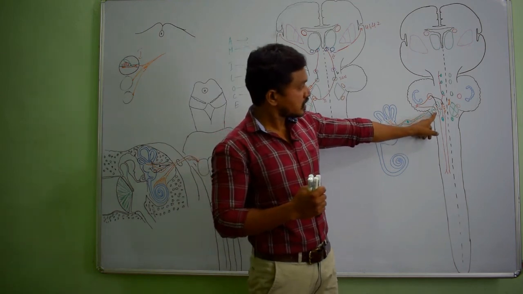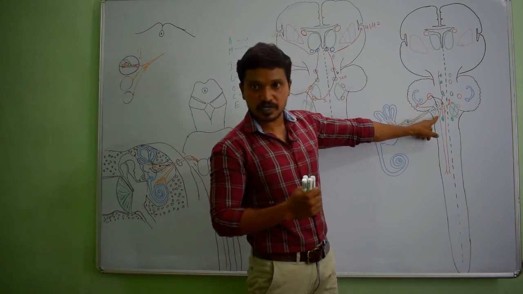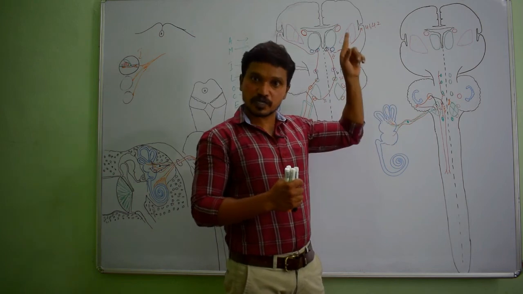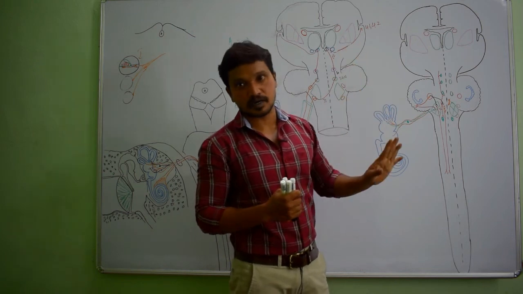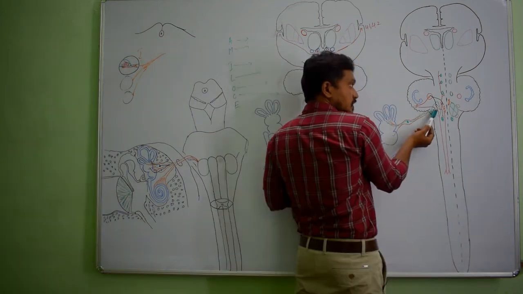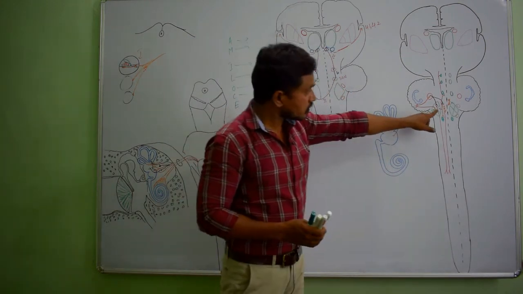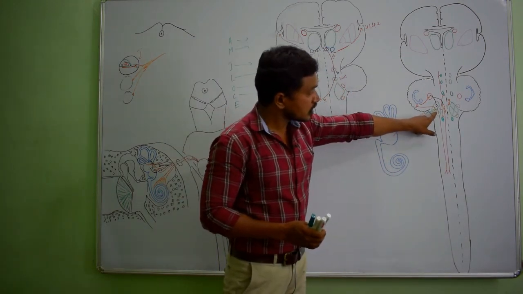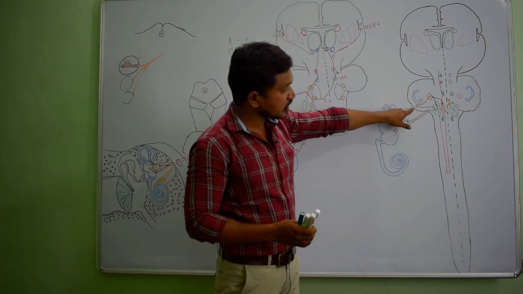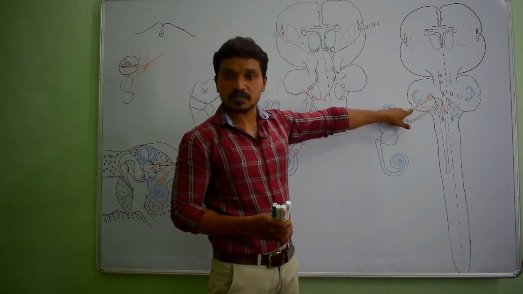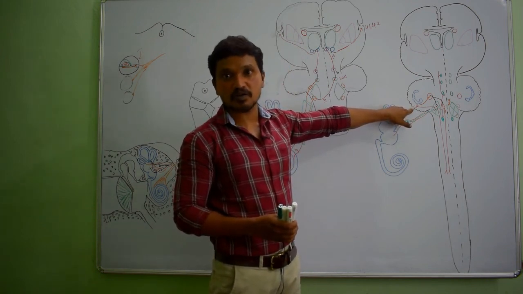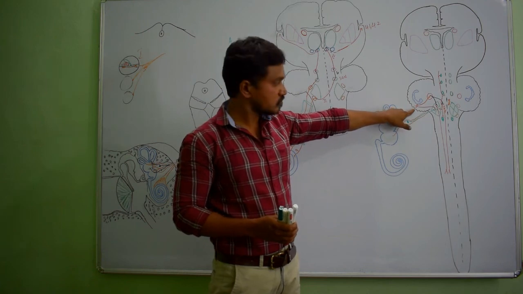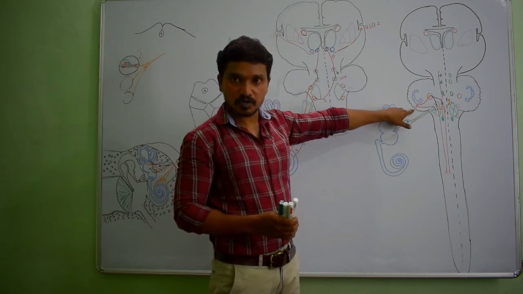Then here this is the vestibular nucleus. Within the vestibular nucleus there are 4 parts: superior, inferior, medial and lateral. The vestibular nerve terminates in the vestibular nucleus. From the vestibular nucleus, neurons pass and reach the cerebellum. Which part of the cerebellum? Archaeocerebellum, or flocculonodular lobe. This part we call the flocculonodular lobe.